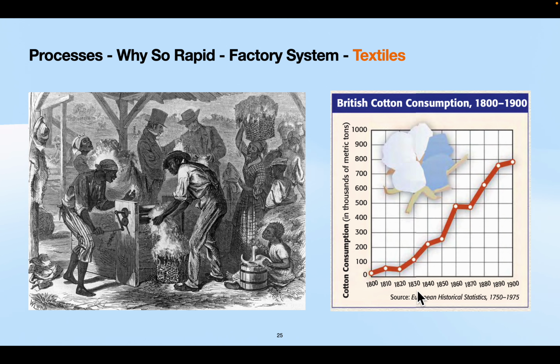By 1830, about 500,000 people worked in cotton spinning and weaving. Cotton had become Britain's leading industry, making up roughly 40% of exports.